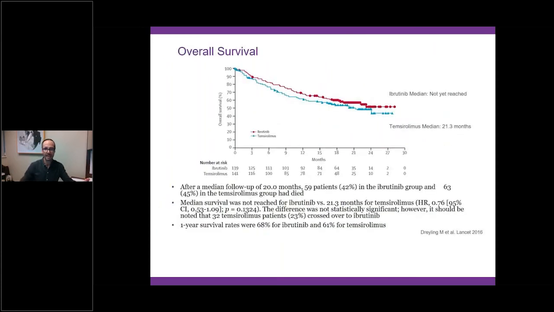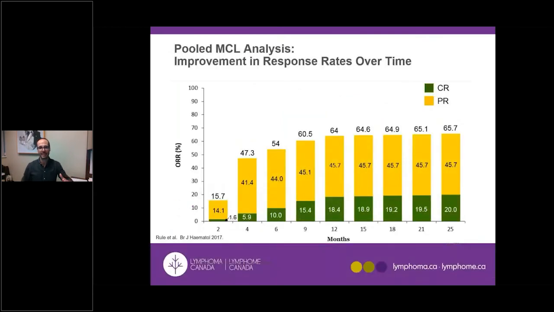There was no significant improvement in overall survival, but I think that's because the patients who got temsirolimus were then allowed to cross over to ibrutinib. So at the end of the day, everybody gets ibrutinib. So it's really hard to know if it makes people live longer. There have been a number of studies that look like this, and collectively, they bring a number of important lessons.